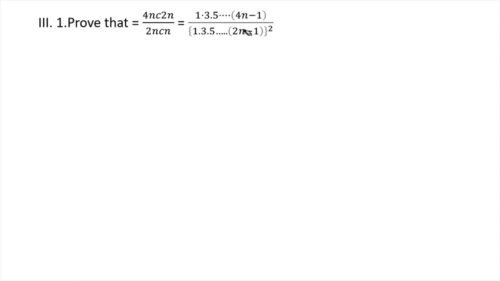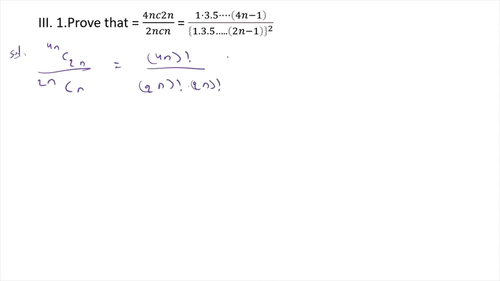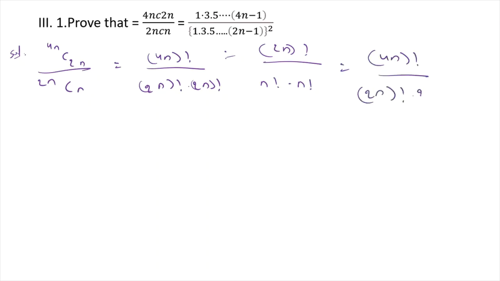So there is nothing much in this problem. You have to be a little bit careful in calculation. So 4n choose 2n upon 2n choose n is equal to 4n factorial upon 4n minus 2n factorial, which is going to be 2n factorial times 2n factorial, divided by 2n factorial upon 2n minus n, which is n factorial times n factorial. So I can write it as 4n factorial upon 2n factorial times 2n factorial times n factorial times n factorial upon 2n factorial.